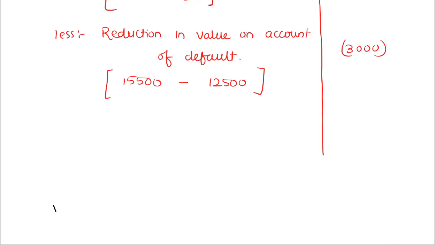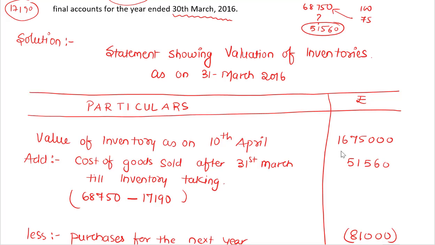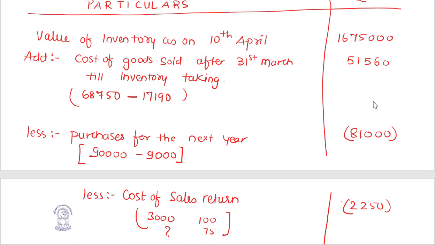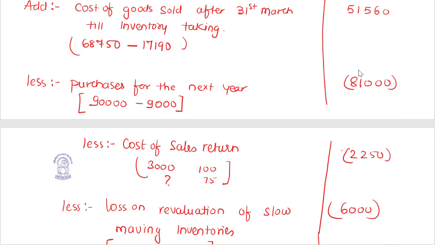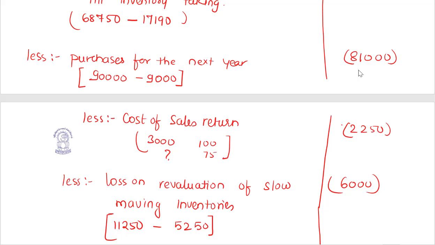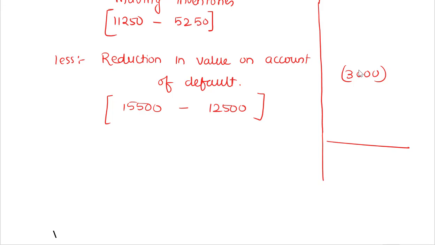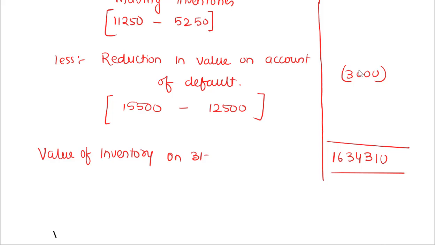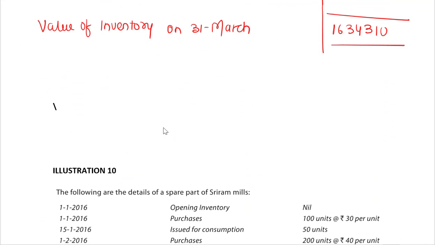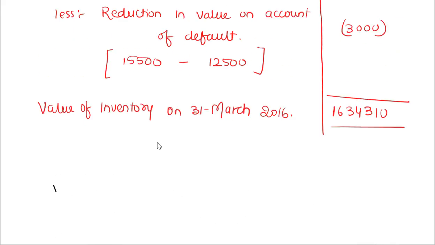Kindly solve it. 16,75,000 plus 55,560 minus 81,000 minus 2250 minus 6,000 minus 3,000. 16,34,310. Value of inventory on 31st March 2016.